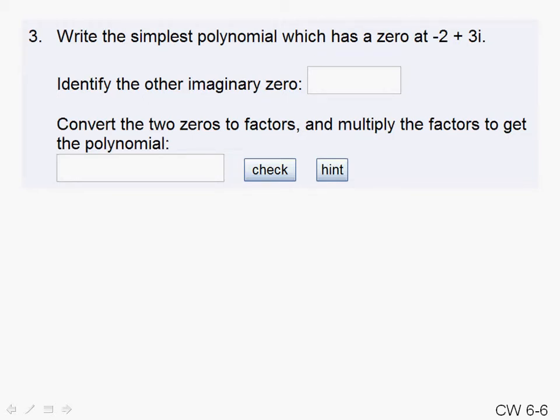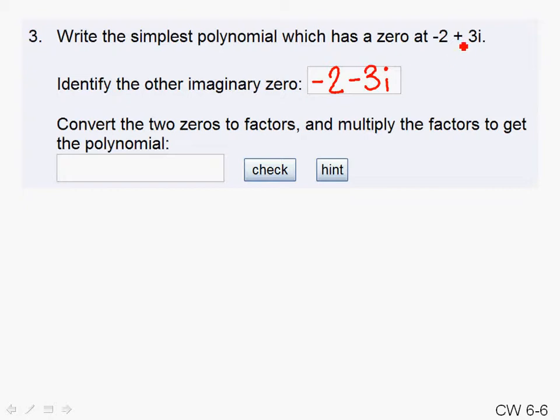Classwork 6-6, number 3, says write the simplest polynomial which has a 0 at -2 plus 3i. First, we're going to identify the other imaginary 0. That's going to be at -2 minus 3i. It'll be the complex conjugate of -2 plus 3i.